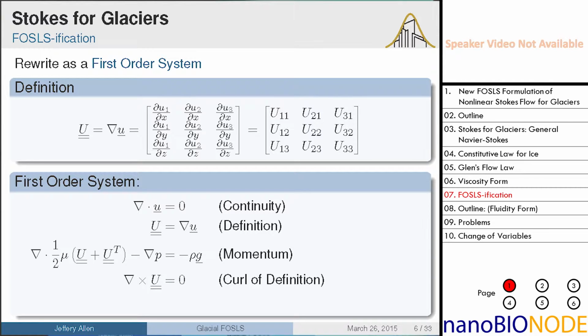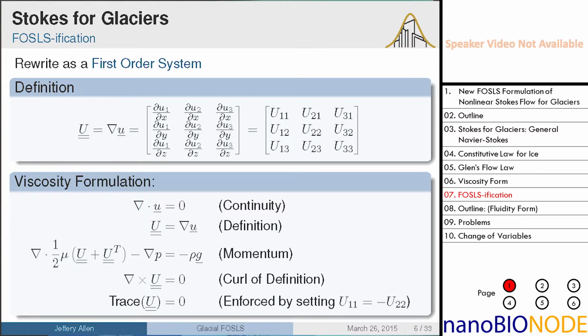If we take the curl of the definition term, we get that the curl of big U equals 0, because the curl of the gradient is 0. And then lastly, we enforce that the trace of big U equals 0, and this comes from just the continuity equation. And in our two-dimensional case, this is enforced strictly by just setting U11 equal to U22. And this right here is the viscosity formulation. The reason we add these two equations is to enhance the norm with which we approximate our solution.